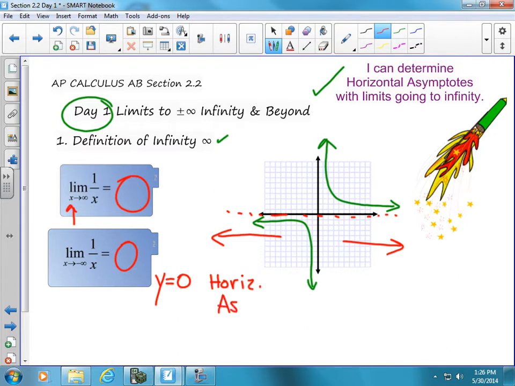And that's determined actually by both of these equations, that limit going to infinity and negative infinity. Both of them are showing that y equals 0 is a horizontal asymptote. You only need one of them to state that it's a horizontal asymptote.